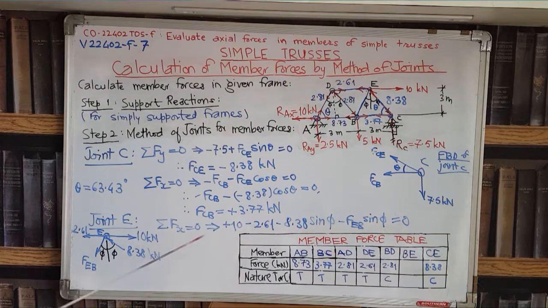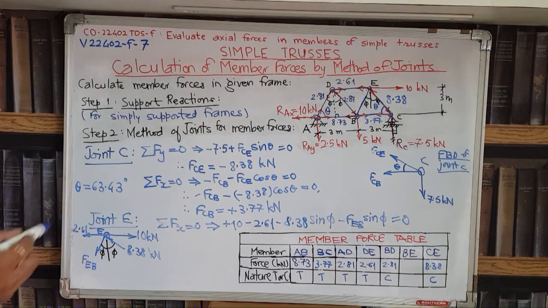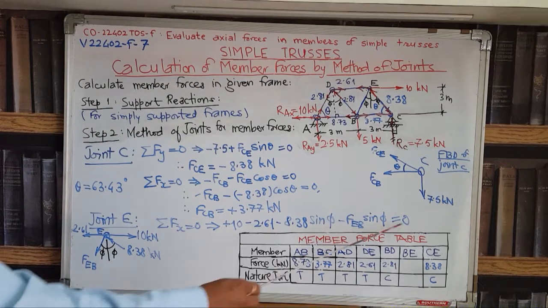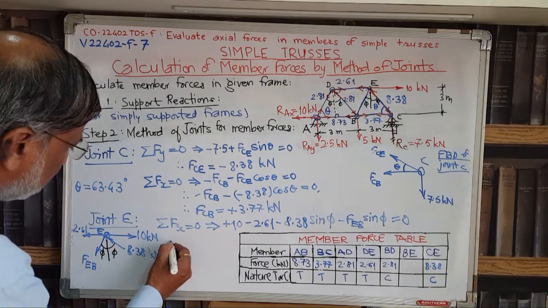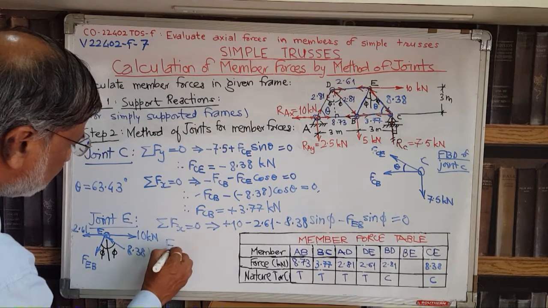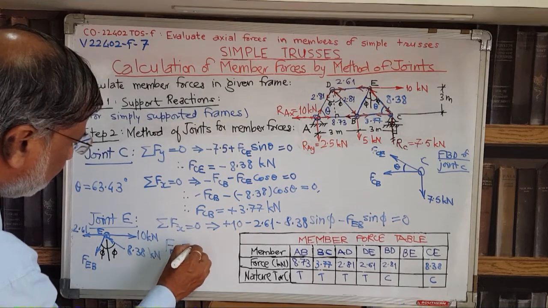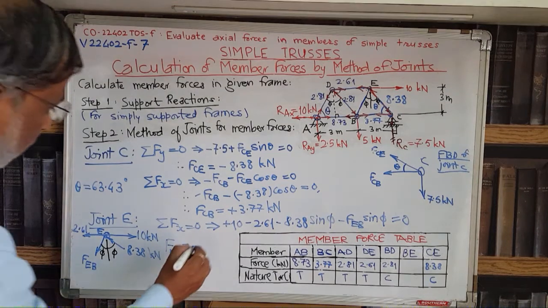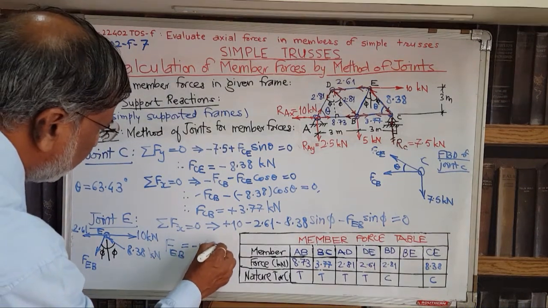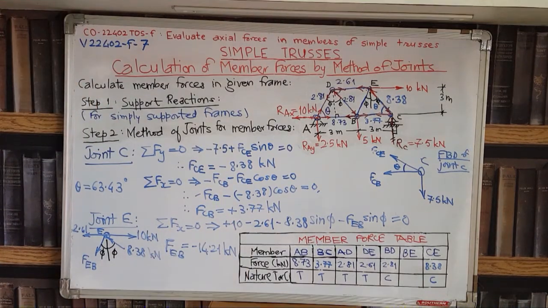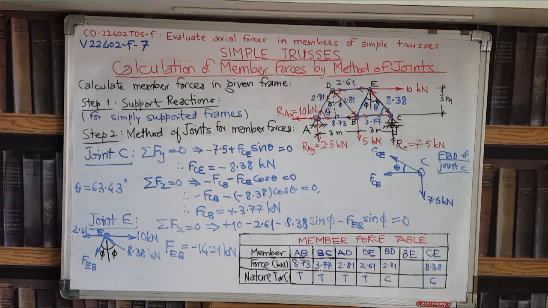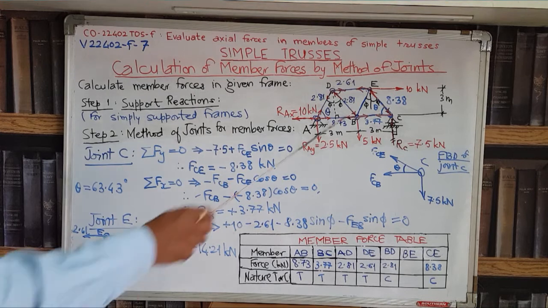I hope you have understood this equation. You have to concentrate properly and put these values. You will find that only one unknown is here, FEB. That's all. This is the equation. When you do the calculations, you will get FEB equal to minus 14.21 kilonewton. This is the answer you get. So this is the member force in the member EB.